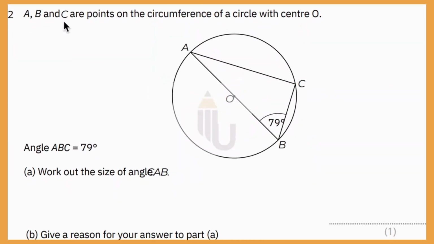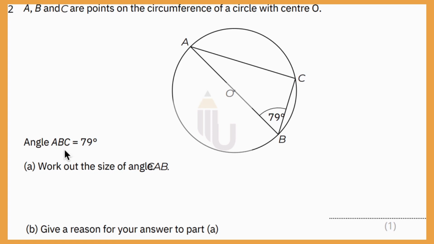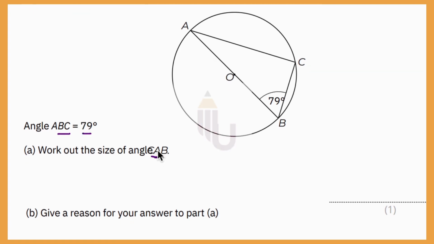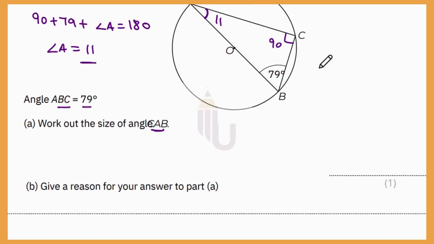Now here ABC are points on the circumference of a circle with center O. Angle ABC is 79. Work out the size of angle CAB. We need to get this angle, but we know that it's a semicircle, so the angle in a semicircle is 90 degrees. So we can use the angle sum property and get the third angle. So 90 plus 79 plus angle A is equal to 180. On solving, you'll get angle A as 11. That's it. And the reason is the angle in a semicircle is 90 degrees.